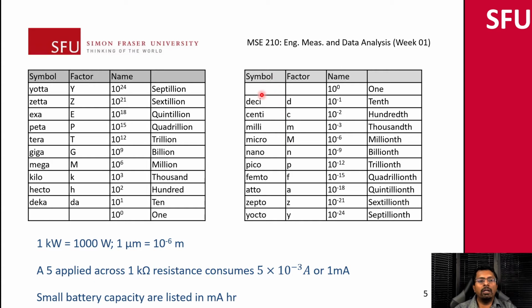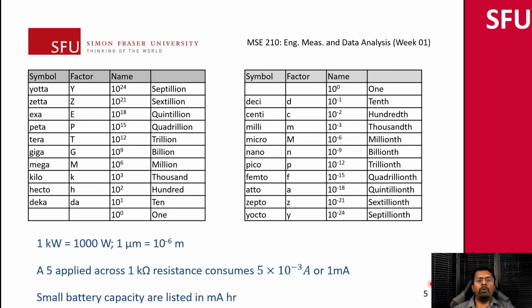And then you can get things smaller. 1/10 is deci, 1/100th is centi, 1/1,000th is milli. You can keep going down here. Pico and femto are really common. So for instance, 1 kilowatt of power is 1,000 watts. 1 micron or 1 micrometer is 10 to the -6 meters. If I apply 5 volts across a 1 kilo ohm resistance, then the current consumed is going to be 5 times 10 to the -3 ampere, or 5 milliamps.